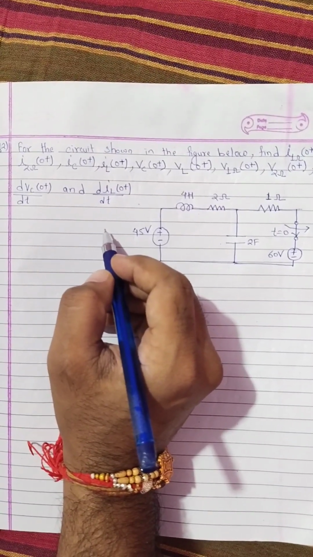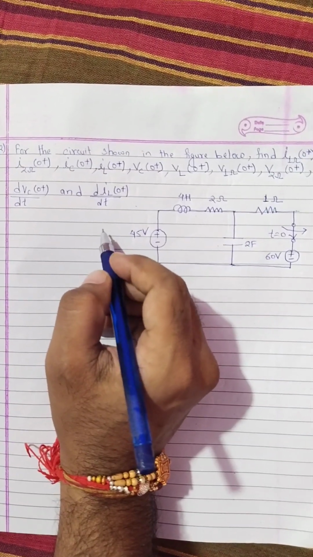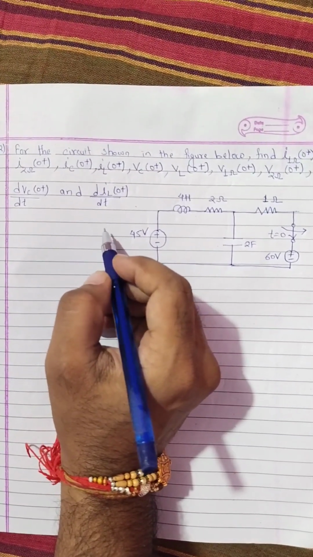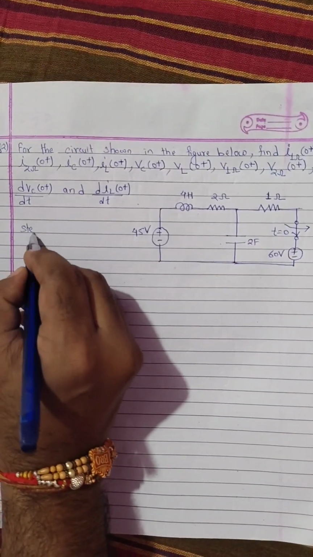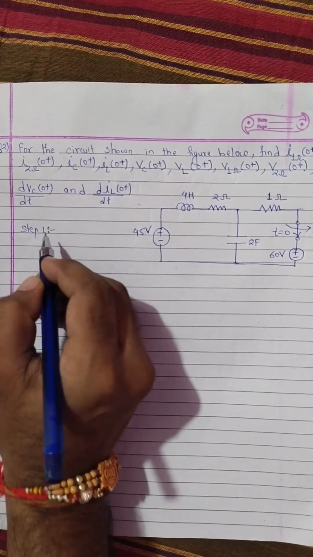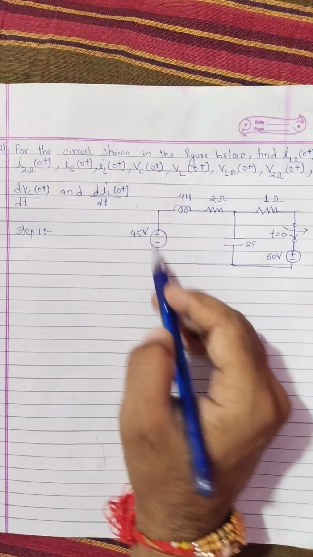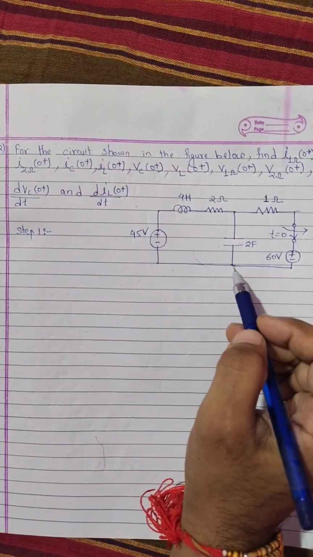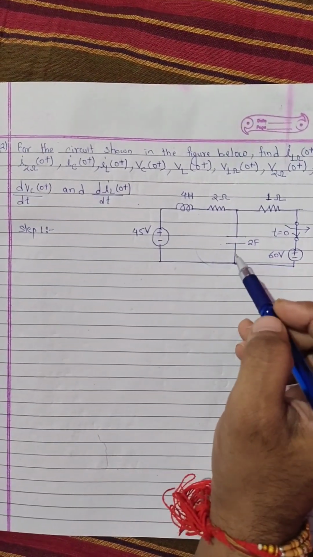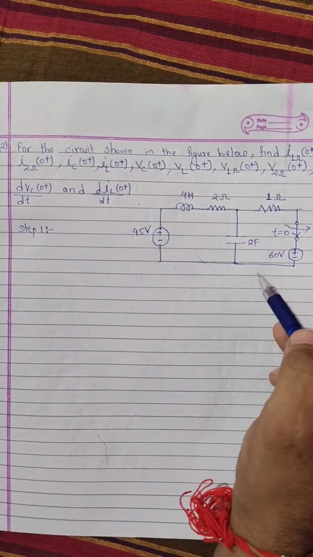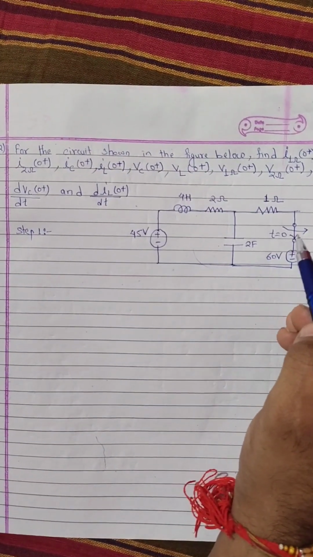In the previous lecture, we followed 3 steps: step 1, step 2 and step 3. In this case also we will follow 3 steps. So in step number 1, we find out whether the circuit is in energized condition or de-energized condition. If we observe this circuit, we know that at t equals 0, the switch is going to open.